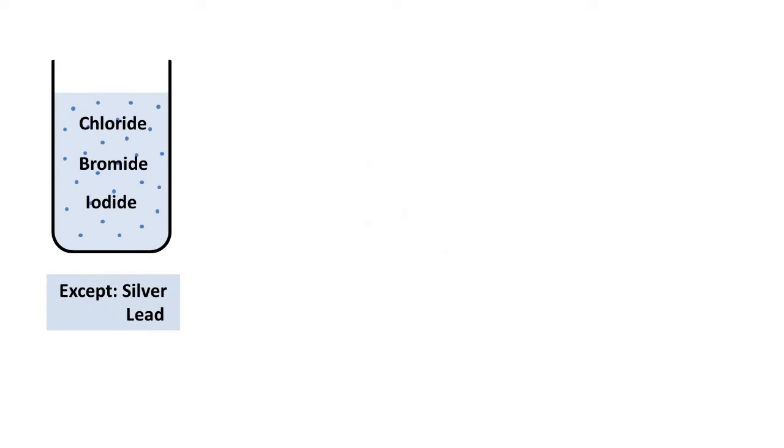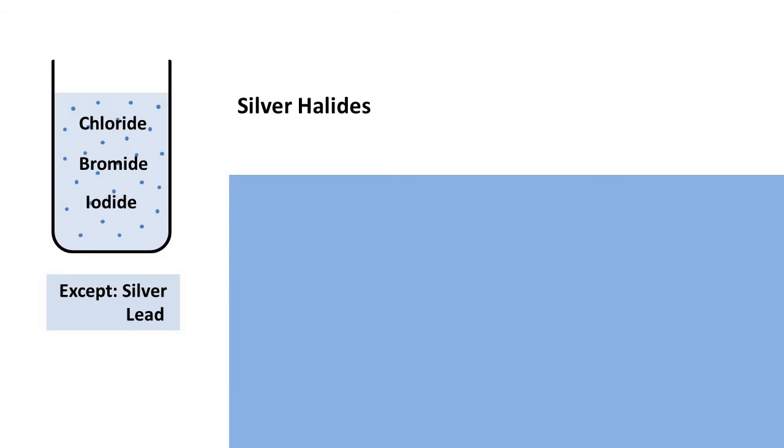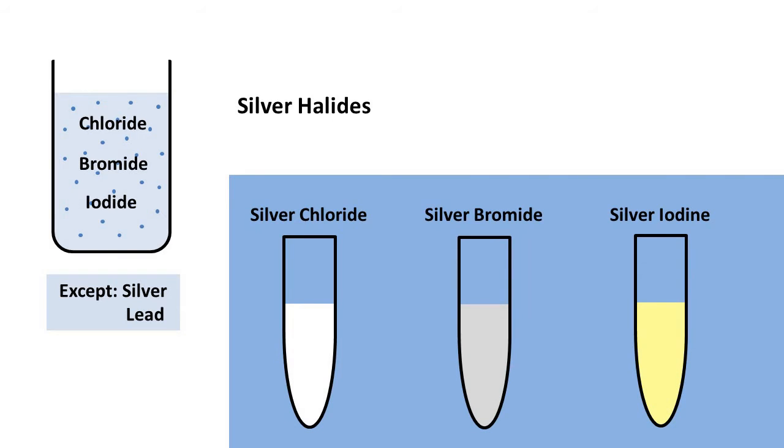Halides, which include chloride, bromide, and iodide, are soluble except for silver and lead. As silver halides are insoluble, they can be used to test for the presence of halides and distinguish between different halides. Silver chloride, silver bromide, and silver iodide precipitates all have distinguishing colors and properties.